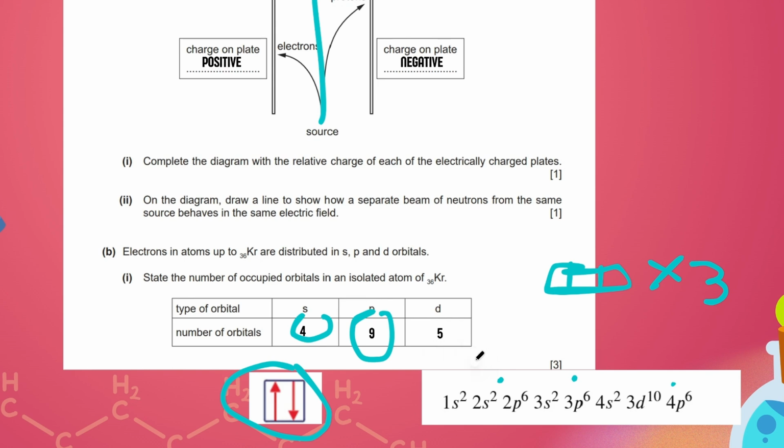Okay, so for d, it's 1, 2, 3, 4, 5. 1, 2, 3, 4, 5. And yep, it only has one level on the tree, so it's only 5. 5 boxes. So yep, that's the answer, which is 4, 9, 5. 4 is for the s, 9 for the p, and 5 for the d.